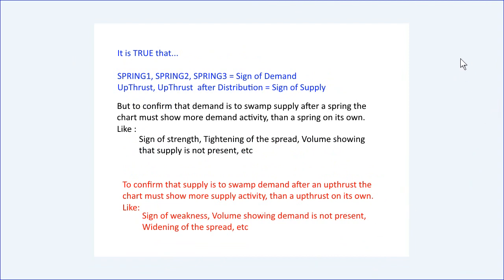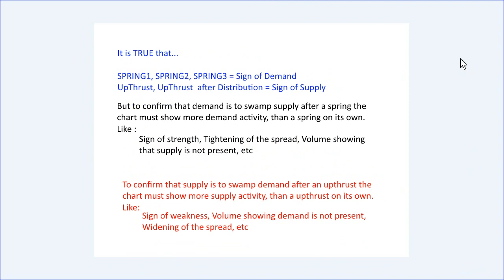It is true that a spring is a sign of demand and an upthrust is a sign of supply. But to confirm that demand is going to swamp supply after a spring, the chart must show more demand activity than a spring on its own. Look for a sign of strength: spread tightening, volume falling off, showing that supply is not present.